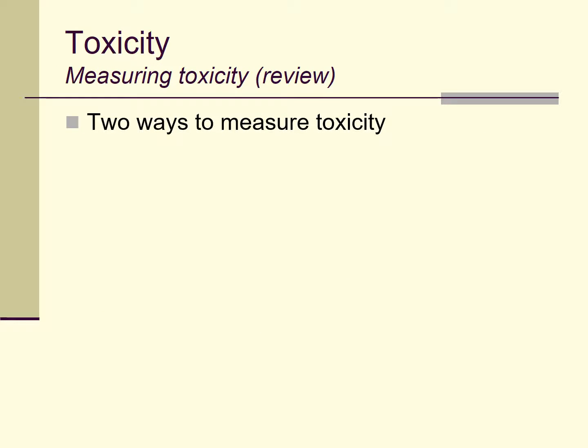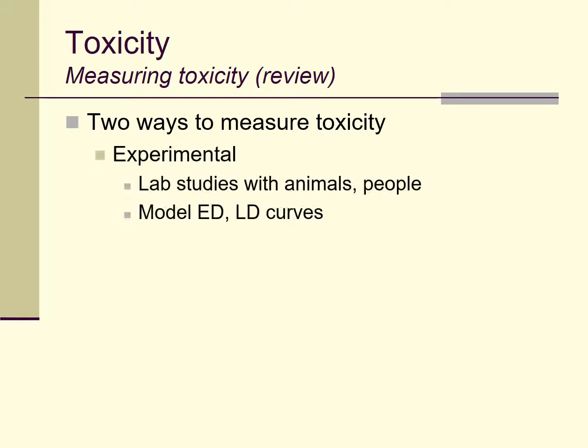Okay, so just to step back and review for a moment, recall that we're focusing on toxicity as a way of thinking about dangerousness or riskiness of drug use, and I've told you there are two ways of measuring toxicity. One is experimental, where we're doing lab studies, often involving animals, sometimes involving people, and we're trying to plot out effective dosing and lethal dosing curves and try to understand the margin of safety for a given drug.